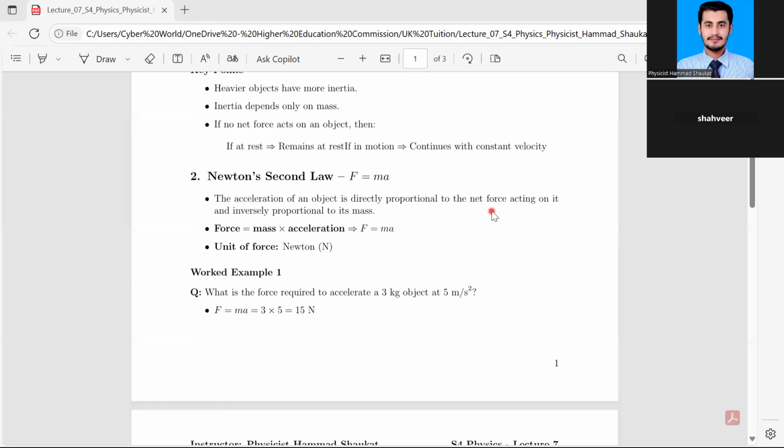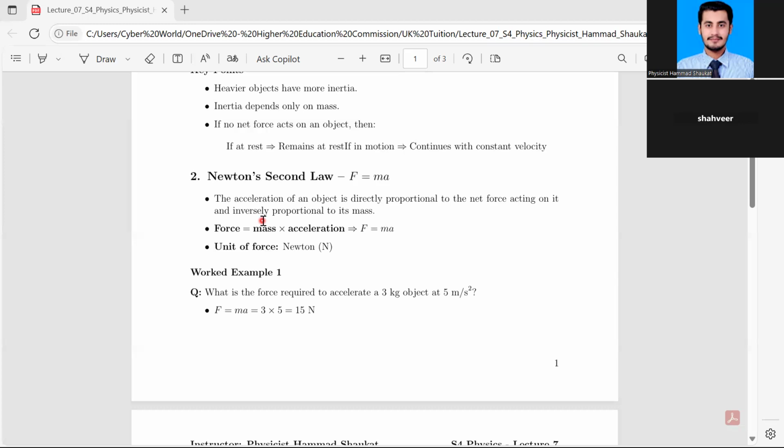But the statement also tells you that the acceleration is inversely proportional to the mass. Can you tell me what this inversely proportional means? Is it the opposite way or something? Yes, opposite. It means if acceleration is high, the mass is low. If acceleration is low, the mass should be high. So the relationship between acceleration and mass is an inverse relation.